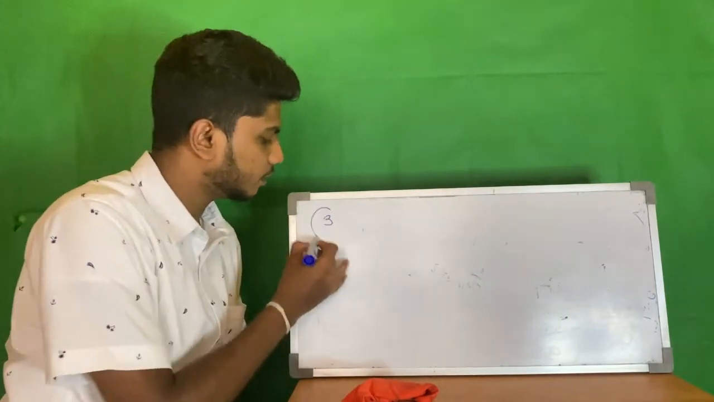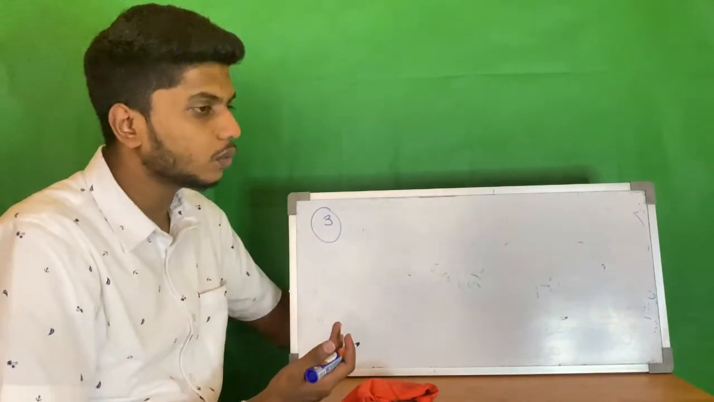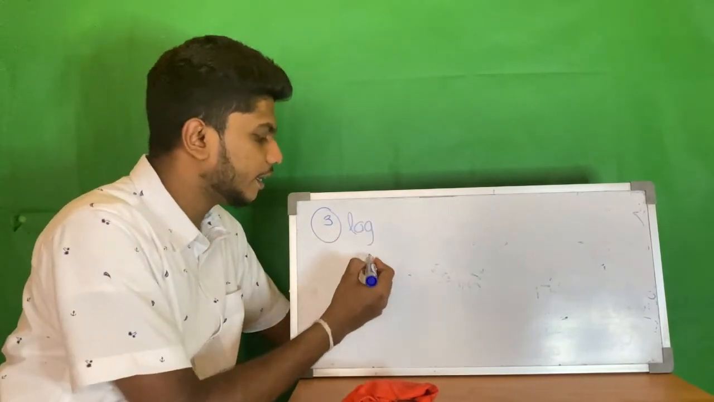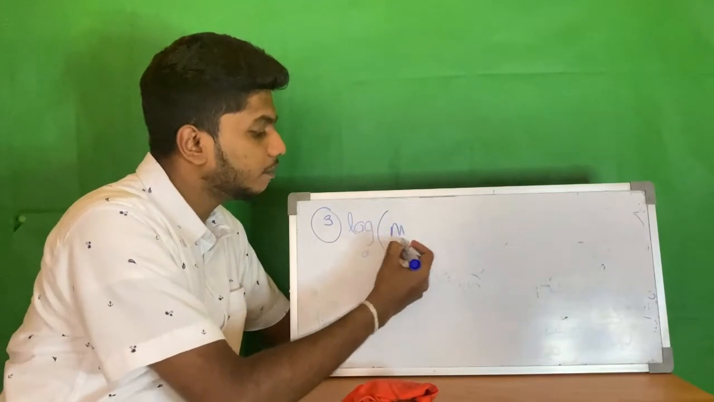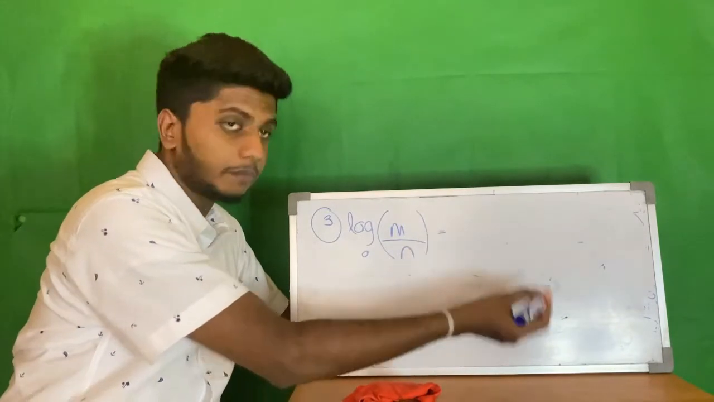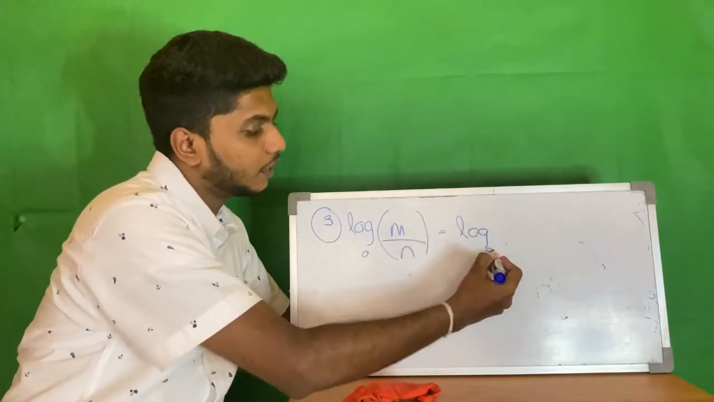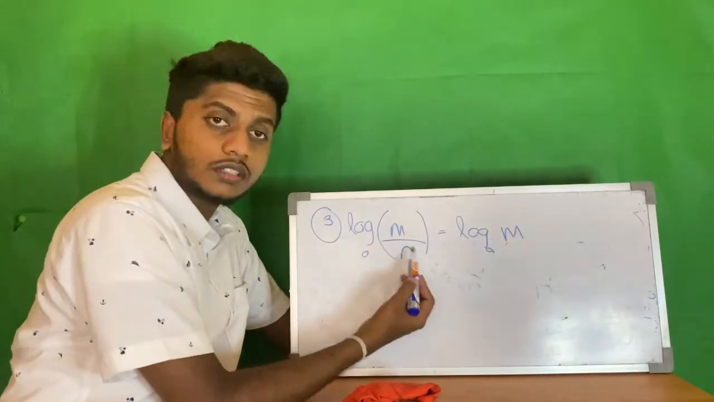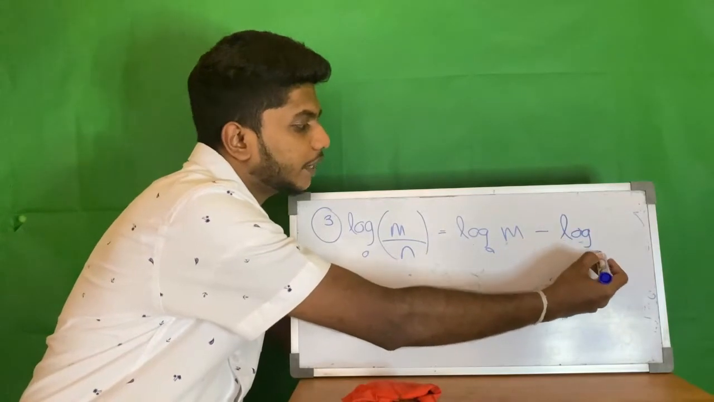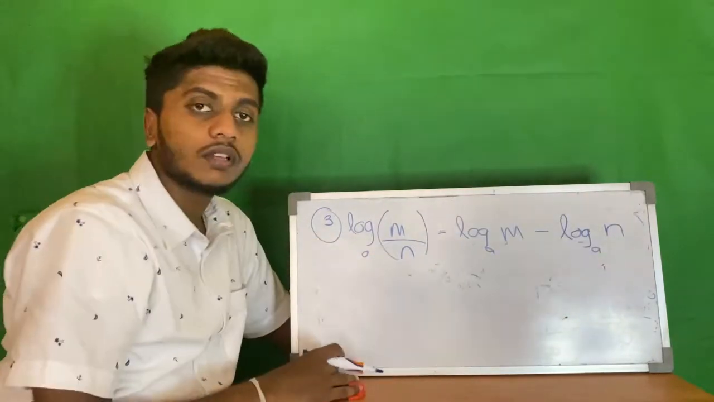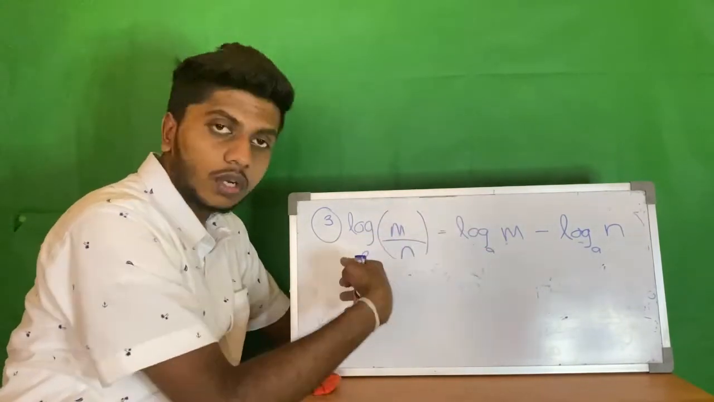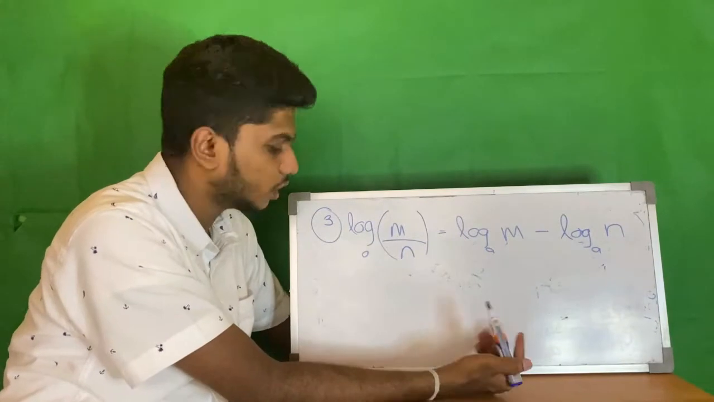Rule number 3. I'm going to introduce how to convert a division into a subtraction. Log base a of m divided by n, you can write this by separating the logs: log base a m minus log base a n. So this division becomes a subtraction when you separate the logs. That's how you convert a division of logarithms into a subtraction of logarithms.